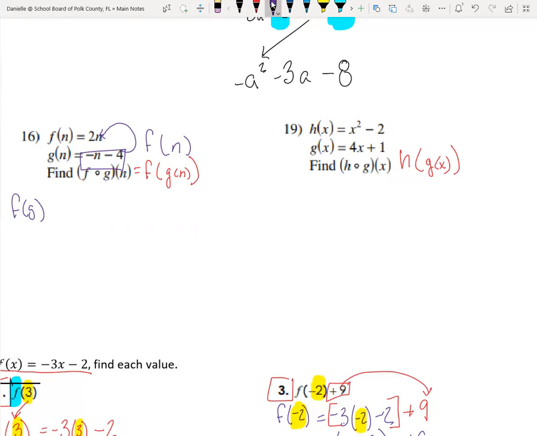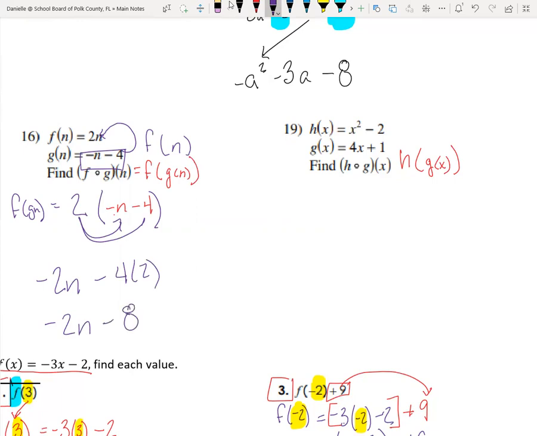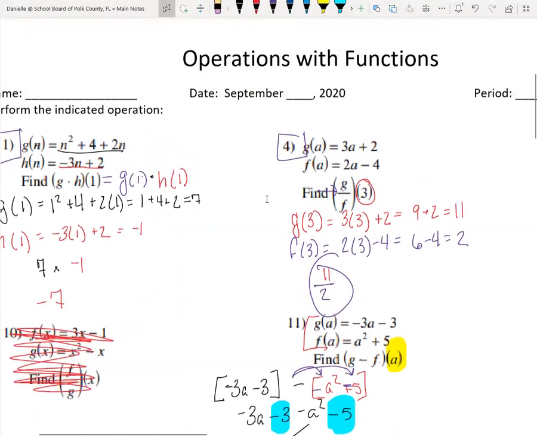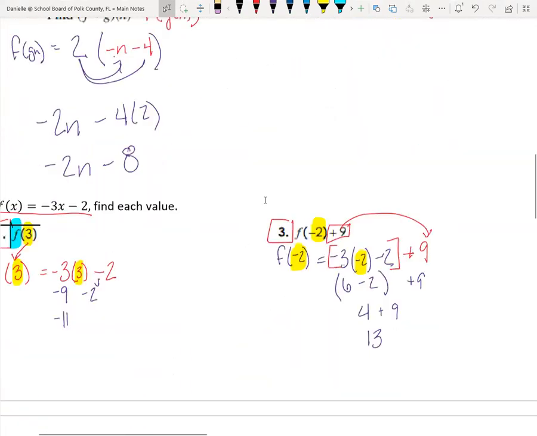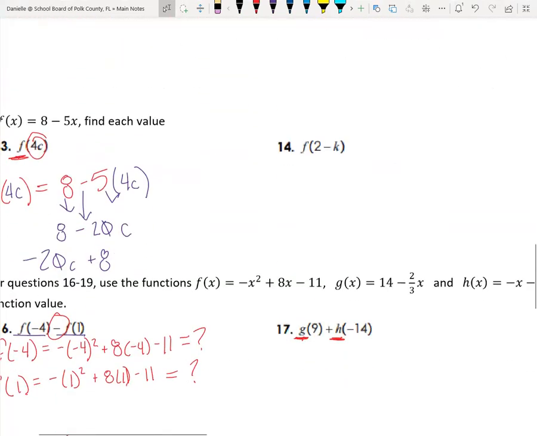So f of g of n gives me 2 times, what is g? Negative n minus 4. And now we need to distribute our 2. And when I do that, I end up with negative 2n minus 4 times 2, and 4 times 2 gives me 8. So negative 2n minus 8. And again, I'm going to leave 19 for you to do by yourself. And that is another review of functions, ladies and gentlemen.